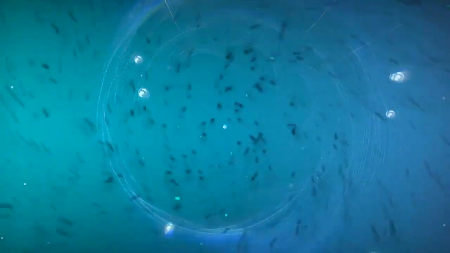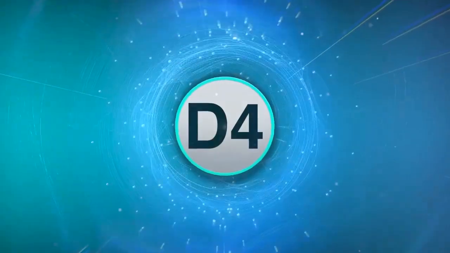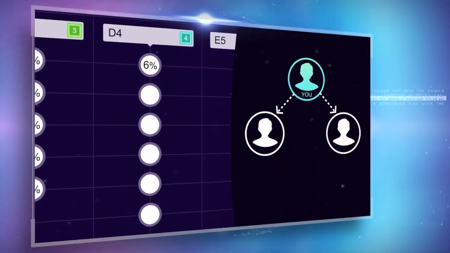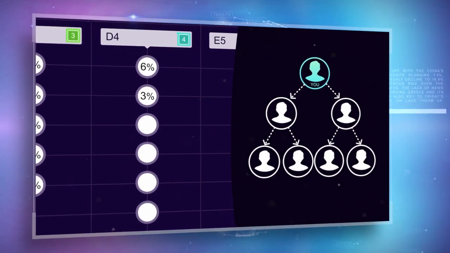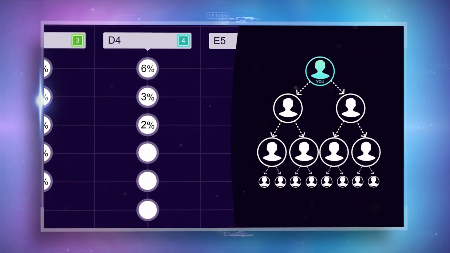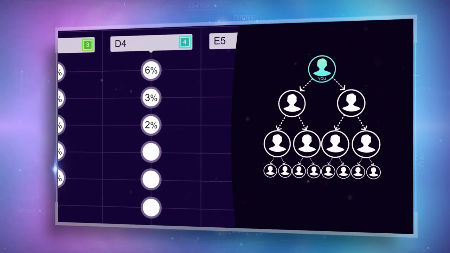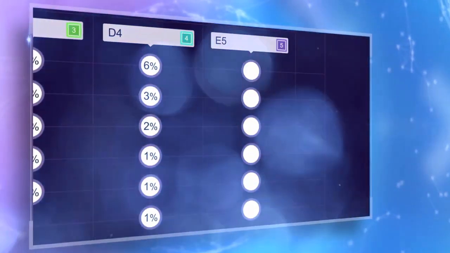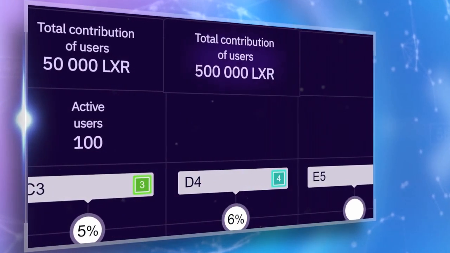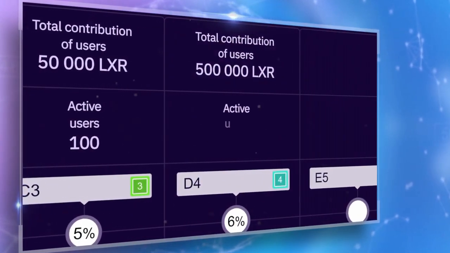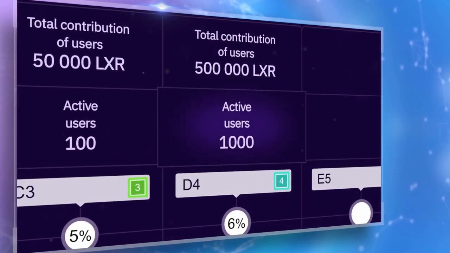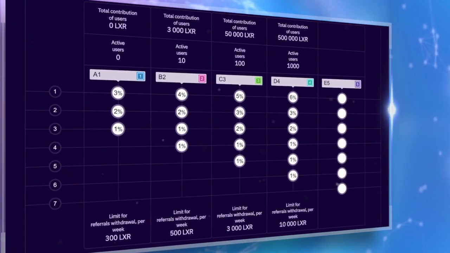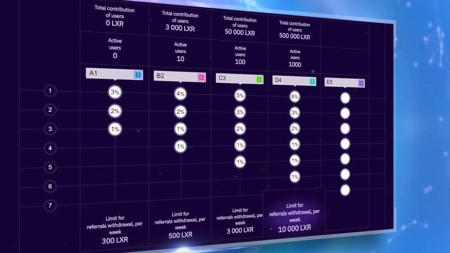D4. Here, there are benefits from all 6 levels of your structure. The first level is 6%. The second is 3%. The third is 2%. And 1% of deposits from the 4th, 5th, and 6th levels. You will be promoted to this rank by achieving a 500,000 LXR turnover and having 1,000 active users in your structure. The weekly limit for referral withdrawal on this rank is 10,000 LXR.